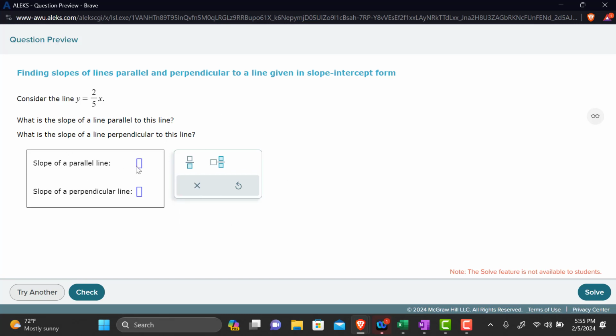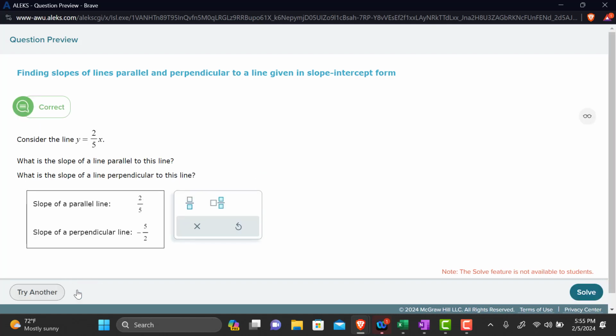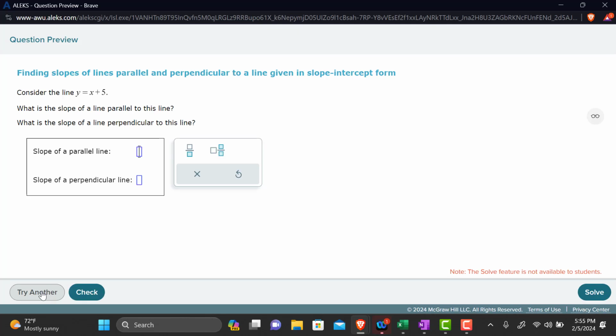So the slope of a parallel line, if you're considering this line, it has the same slope. The slope of a perpendicular line has the negative reciprocal, right? Flip the fraction, turn it to a negative. Let's see if there's any other, there's one more, right?